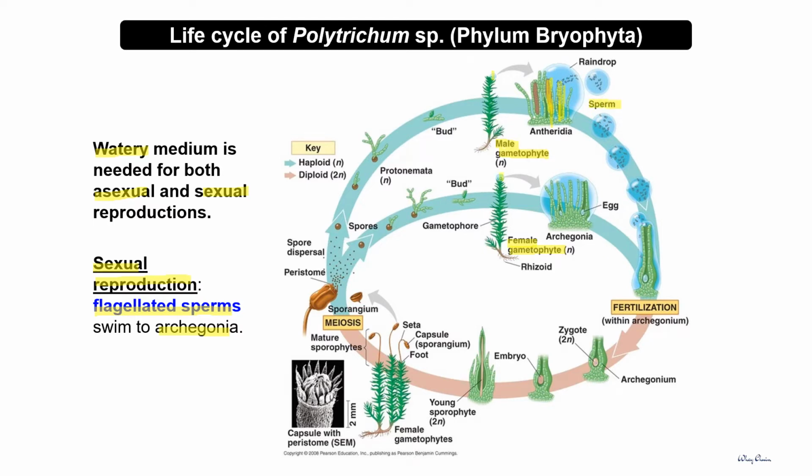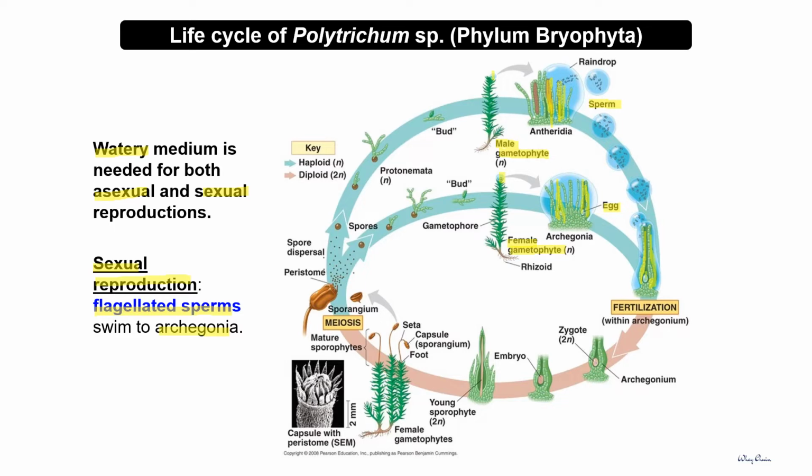At the tip of the female gametophyte, there is a structure called the archegonium, and there is more than one archegonia. Within the archegonium, there is the formation of the haploid egg itself through mitosis. When there is a rainy day, the raindrops will splash out the flagellated sperms and they are able to swim in the water medium and reach the archegonium, the female gametophyte.